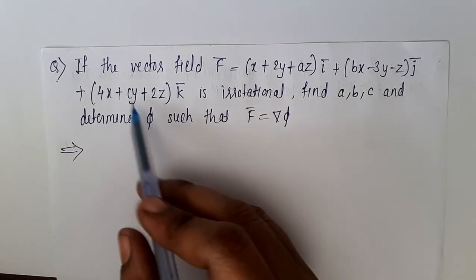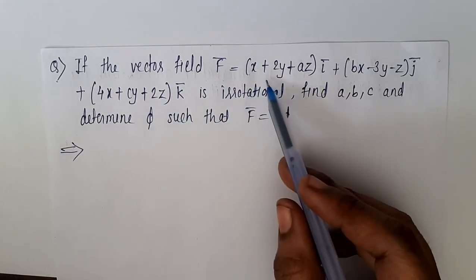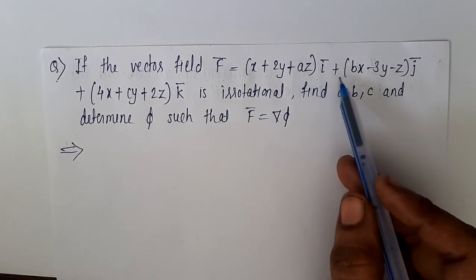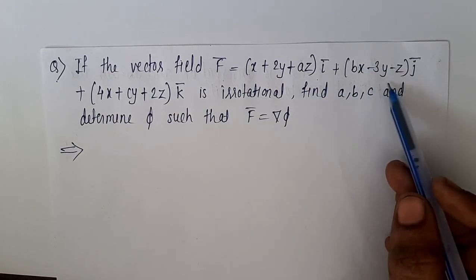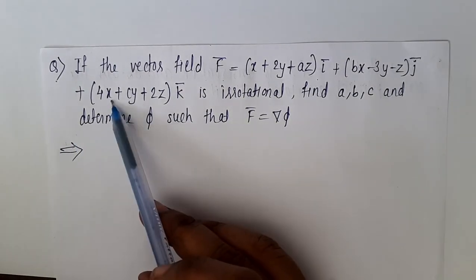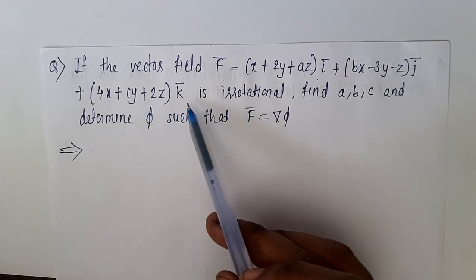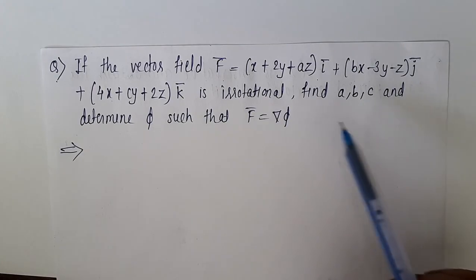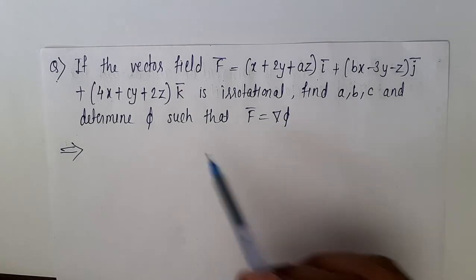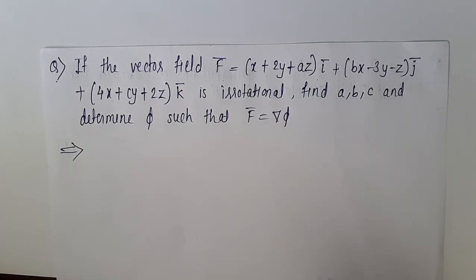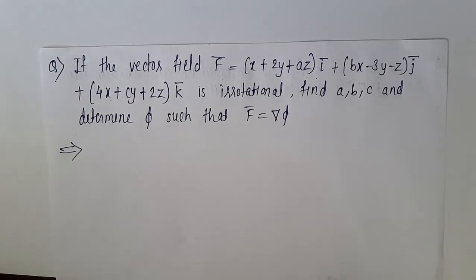Example is, if the vector field F = (x + 2y + az)i + (bx - 3y - z)j + (4x + cy + 2z)k is irrotational, find a, b, c and determine phi such that F is equal to gradient of phi.